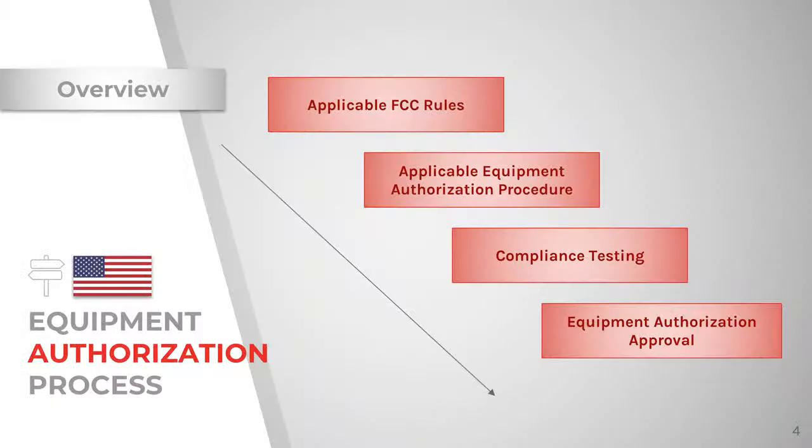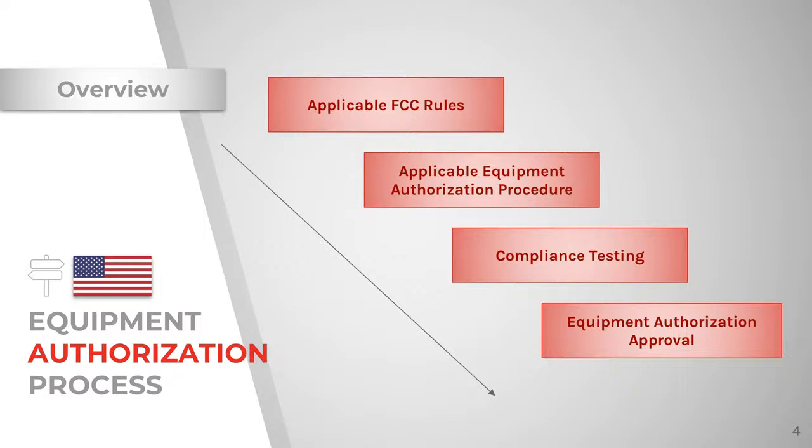Okay, so now we know that our RF devices require authorization prior to import, sale, distribution, and operation within the U.S. Let's take a look at the equipment authorization process. The process is how the FCC ensures that RF devices used in the United States operate effectively without causing harmful interference and otherwise comply with the Commission's rules.